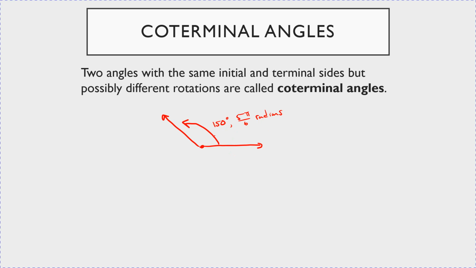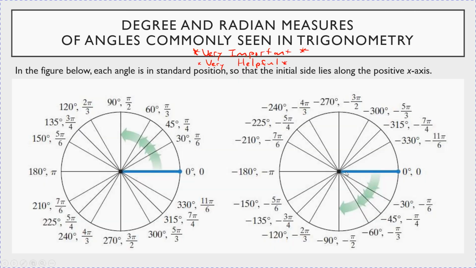A coterminal angle, if you look back here, going on the other side, is the same thing as a minus 210 degree angle, or minus 7 pi over 6 radians.